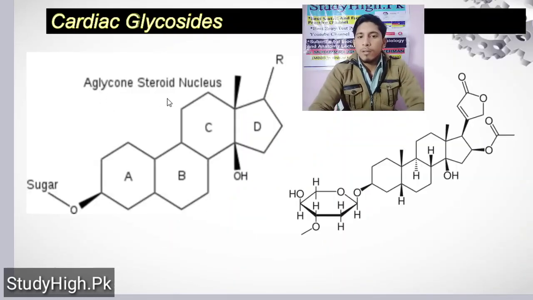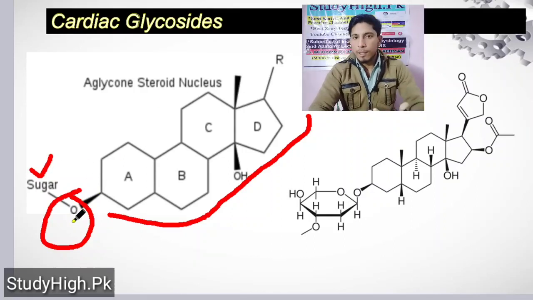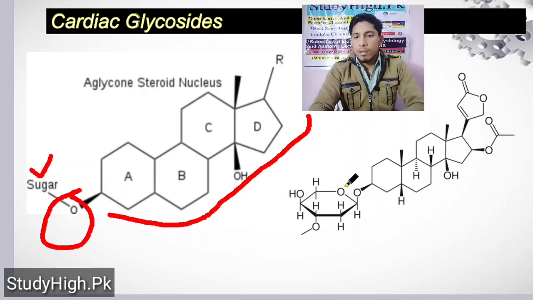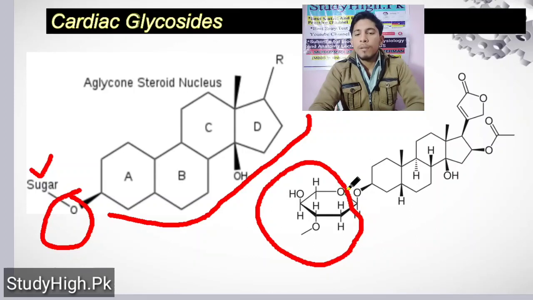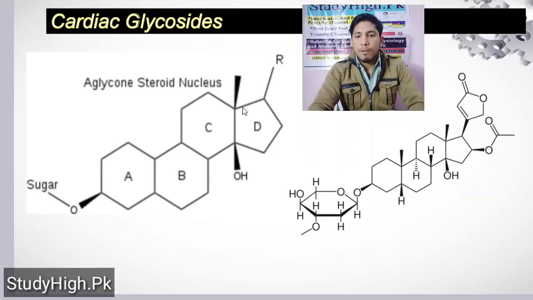This is an aglycone steroid nucleus that is involved in forming cardiac glycosides through an O-glycosidic bond with sugar. This is the sugar, this is the steroid molecule, and both are connected through an O-glycosidic bond and form a glycoside. And as this glycoside has an effect on the human heart, this is another structure. This is the sugar component of the glycoside. This is the steroid nucleus or steroid molecule. Both are connected with each other through an O-glycosidic bond. So in this way, cardiac glycosides are present in different types of compounds.